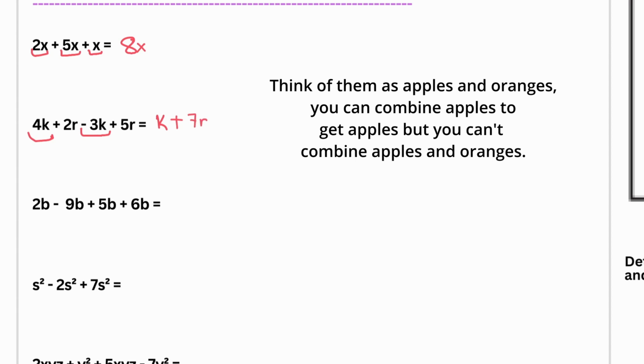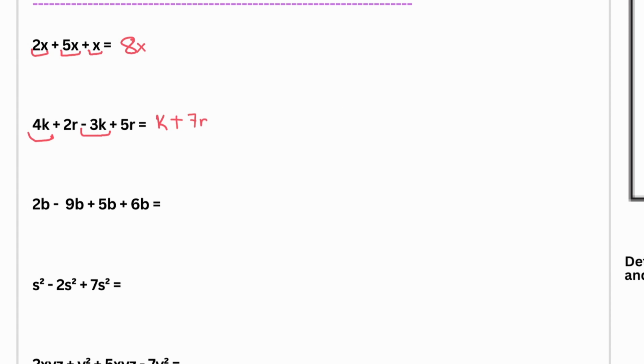On the next one, we have 2b minus 9b plus 5b plus 6b. Again, they're all similar terms, the same variable. We can just add and subtract. 5b plus 6b would be 11b, minus 9b would be 2b, and 2b plus 2b would be 4b.